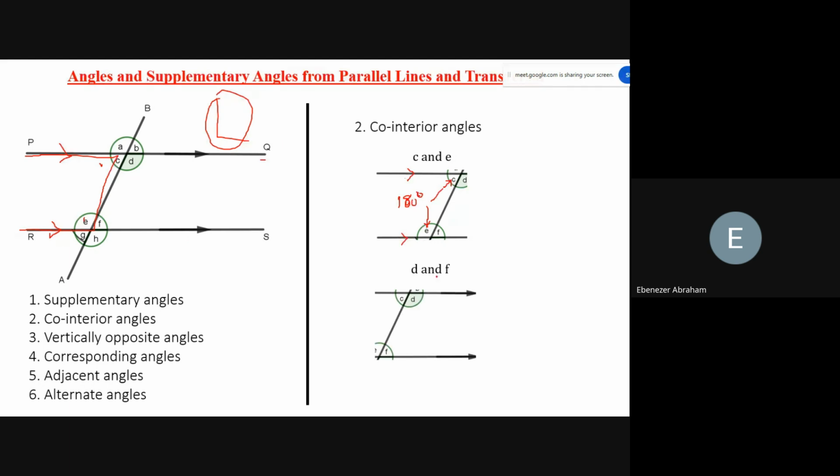This opposite side, that's the corresponding part of it, and that's also co-interior. D and F, if you add them, is going to give you 180 degrees. Can I go ahead? Yes, please. Right. So the co-interior is gone, supplementary gone, adjacent gone. We are left with vertically opposite. I'll give you the opportunity to identify the vertically opposite angles.